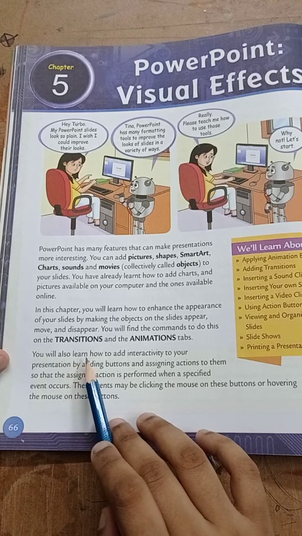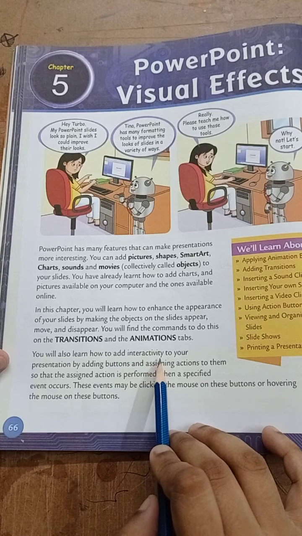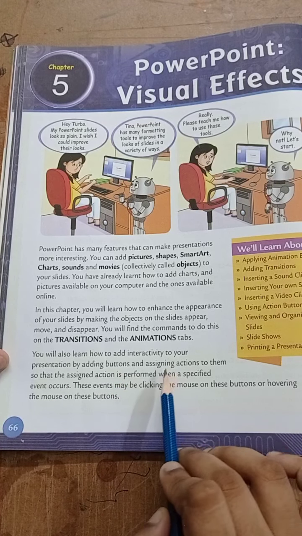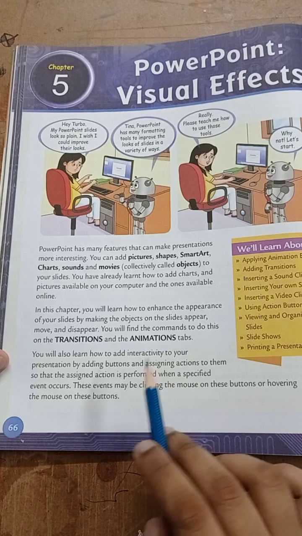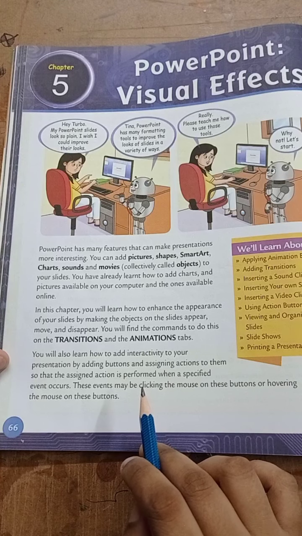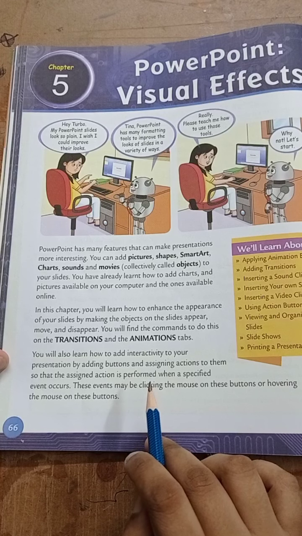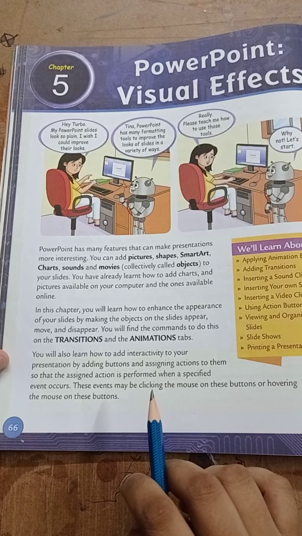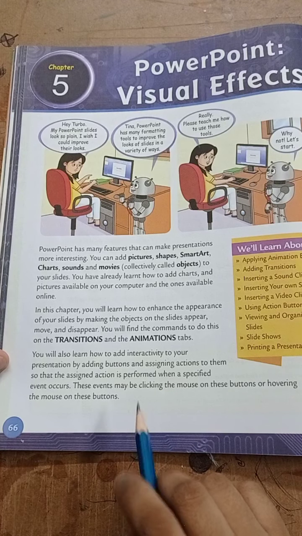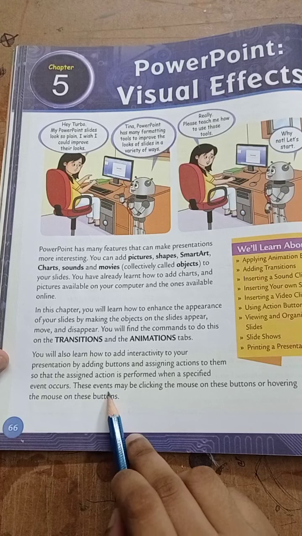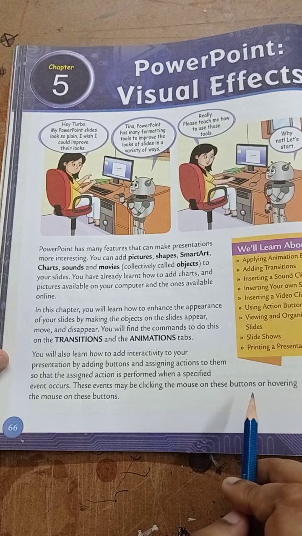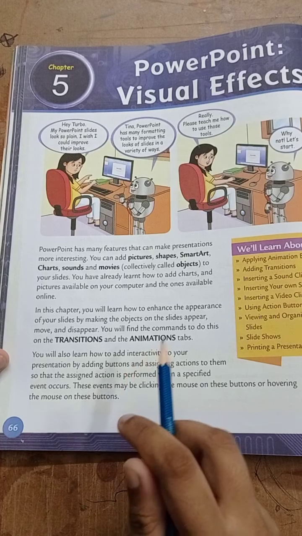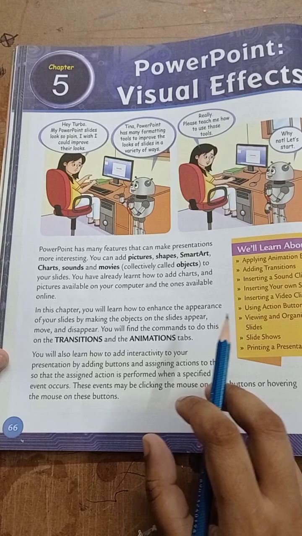You will also learn how to add interactivity to your presentation by adding buttons and assigning actions to them. Here, action means, for example, when you press any key on the keyboard, this is a key press event, or when you click the mouse, it is also an event. So here you can see that these events may be clicking the mouse on this button or hovering the mouse on this button. Hovering means just putting the mouse pointer on that button.